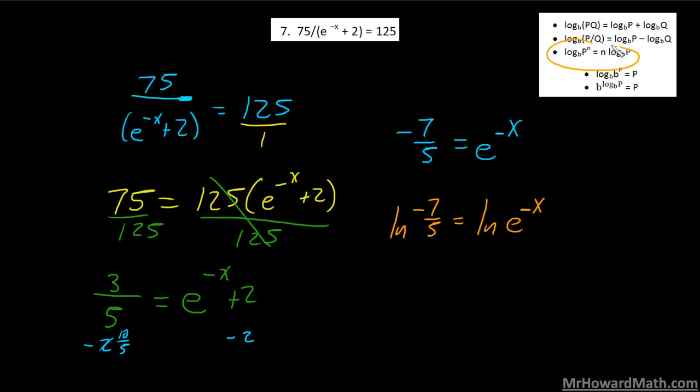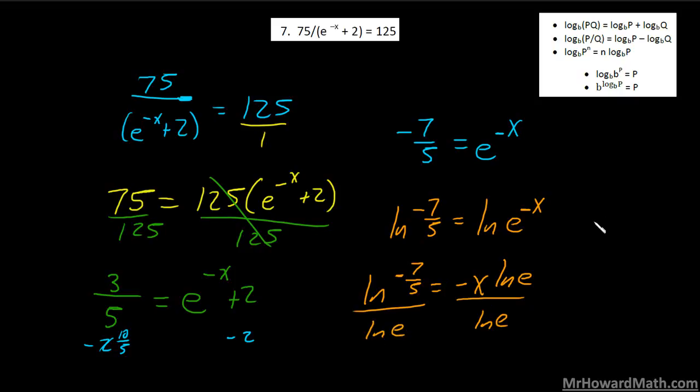Now I apply the most important theorem, in my opinion, for solving these equations. I'll move this negative x to the front here. So I get ln of negative 7/5 is equal to negative x times the natural logarithm of e. Now all I have to do is isolate this x, so I can divide by the natural logarithm of e on both sides. And I end with negative x equals the natural logarithm of negative 7/5 over the natural logarithm of e.